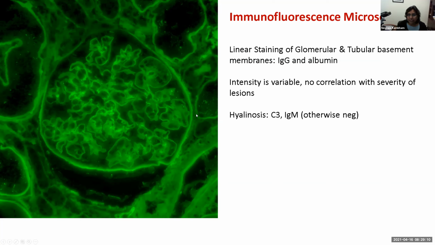There is no correlation with the severity of the lesion. And the only other thing we might see is some IgM and C3 in areas if there is segmental sclerosis, but otherwise it should be completely negative. So this is something you would see and is helpful.